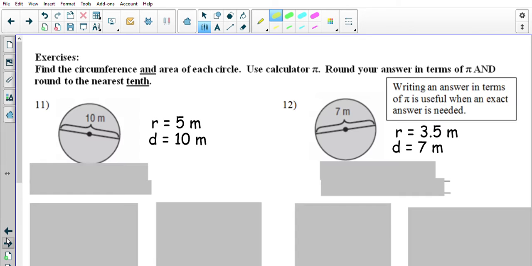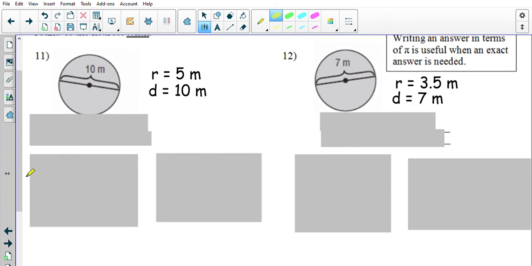So let's get into our first couple of examples here. Number 11 asks us to find the circumference and area of each circle, and we'll use calculator pi. So we're going to use the pi key instead of using an estimate of 3.14. We will write our answer in terms of pi, so you can see a blank and then a pi, and then approximately equal to, where we'll round our answer to the nearest tenth. In number 11, I like to identify the diameter and radius first. We're given the diameter of this circle, which is 10, which means the radius is half of that. That is going to be 5.